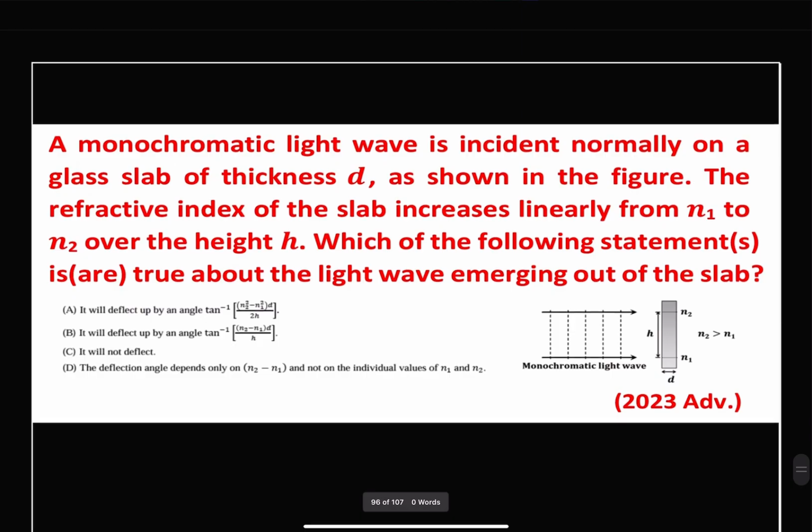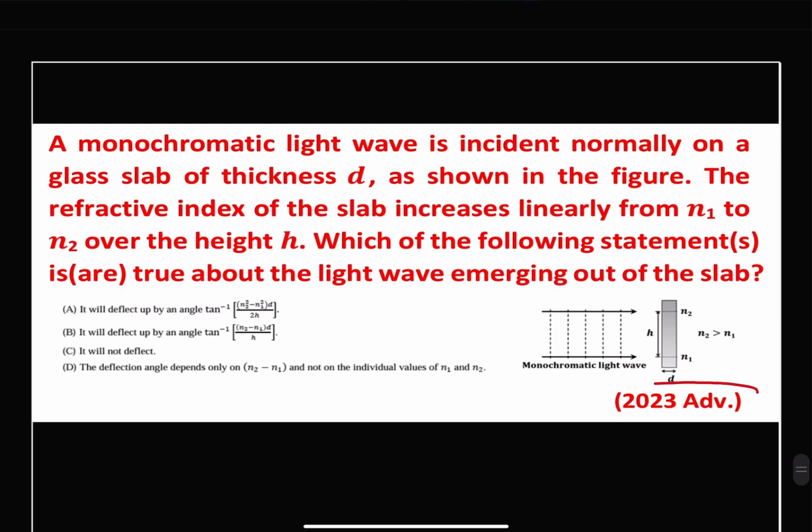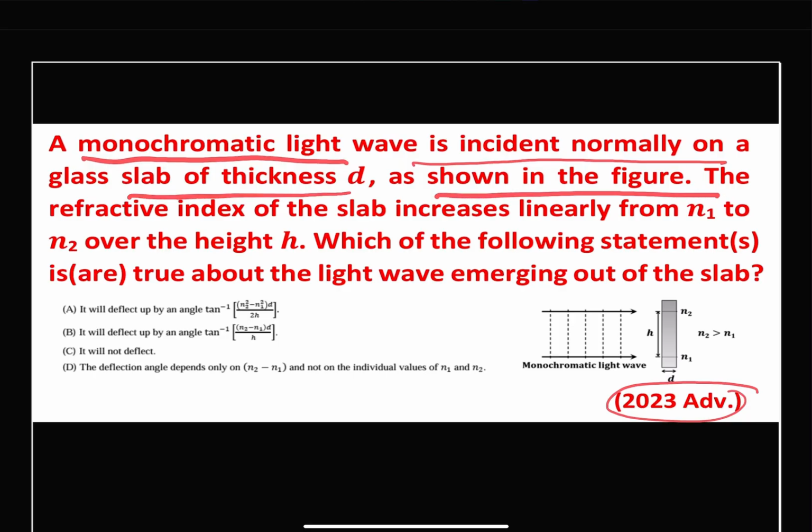So it was also asked in the year 2023 Advanced, and it states that a monochromatic light wave is incident normally on the glass slab of thickness d as shown in the figure. The refractive index of the slab increases linearly from n1 to n2 over a height h. Which of the following statements is or are true about the light wave emerging out of the slab?